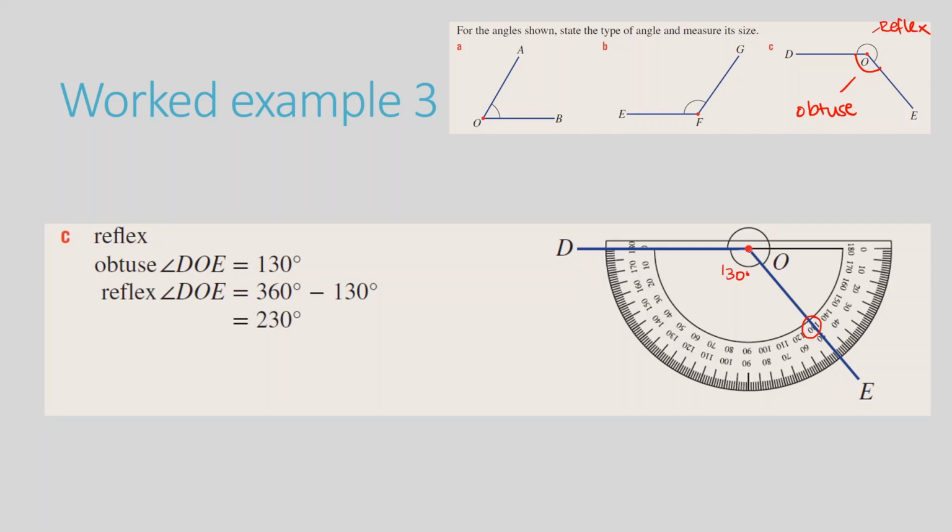Now to calculate reflex, don't do what I did. My eraser's not working, so I can't actually erase that right now. So let me just make that a bit neater. Okay, so to find the reflex, you would do 360 minus the obtuse angle to give you the reflex. So you could write, therefore, angle DOE equals 230 degrees, okay?